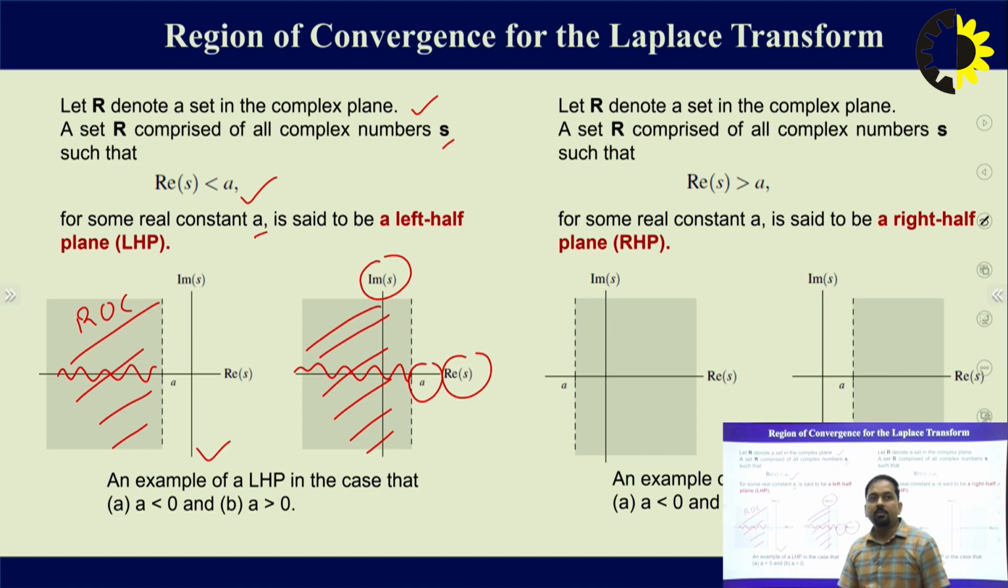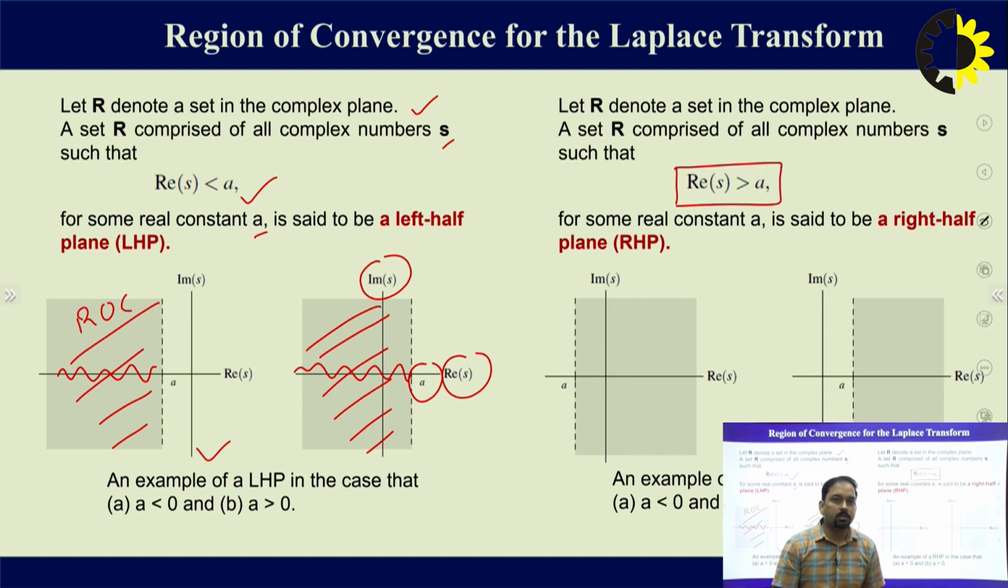After that we have the second case, when the real part of s is greater than A. We have already performed one question, the right sided signal e raised to power minus at u(t). We have seen that we have an ROC which is right sided. So again the ROC will be a right half plane.